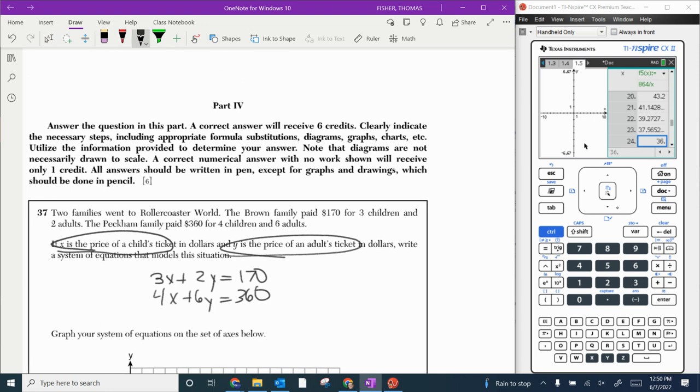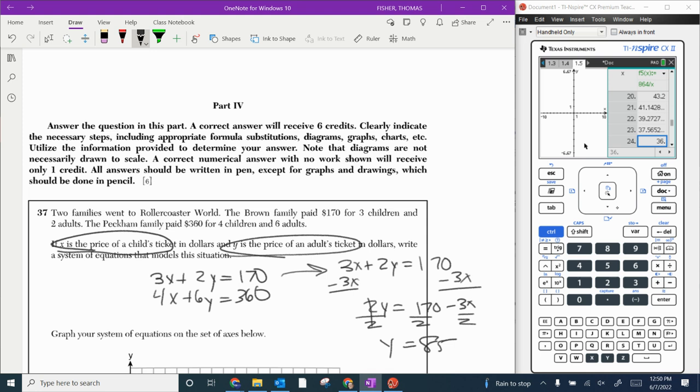So I'm going to split them up. I'm going to do one and one here. I'm going to write this one over here. 3x plus 2y equals 170. I'm going to solve it for y. So minus 3x from both sides. 2y equals 170 minus 3x. Divide everything by 2. y equals 85 minus 3/2 x.